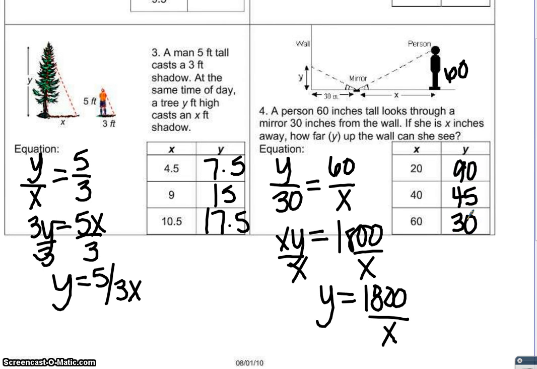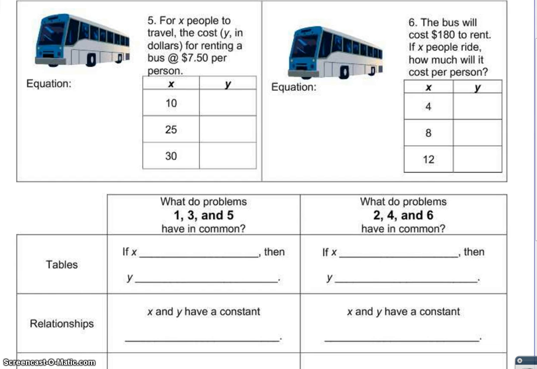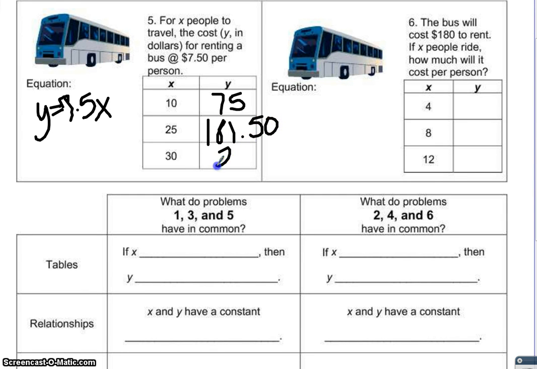All right, let's look at the next page. Problem number 5 says for x people to travel, the cost y in dollars for renting a bus is $7.50 per person. So if I pay $7.50 per person, and I plug 10, 25, and 30 into my equation, I get 75, 187.50, and 225.